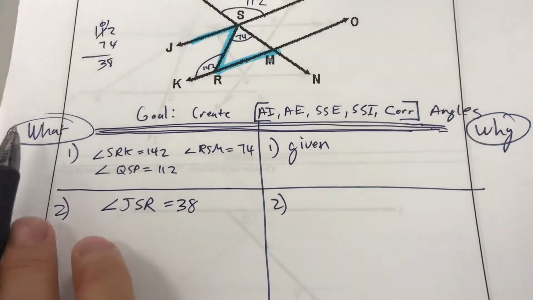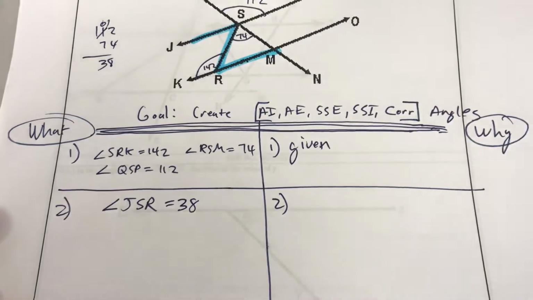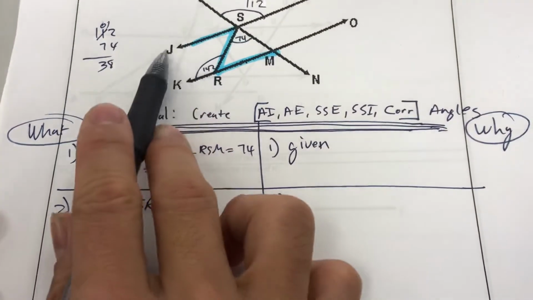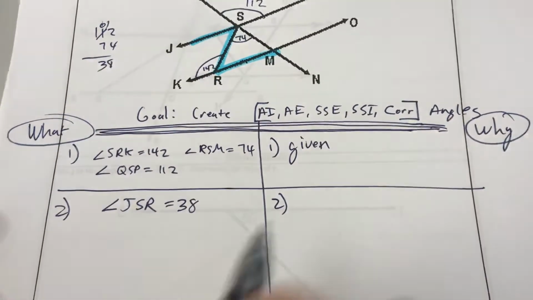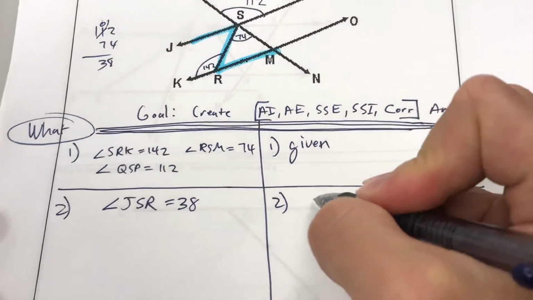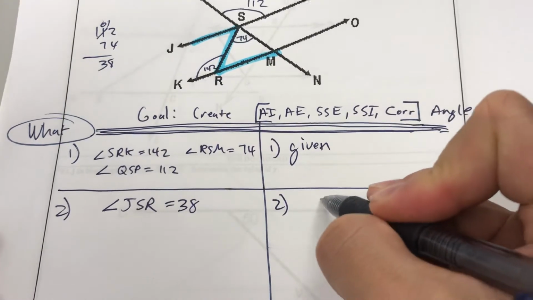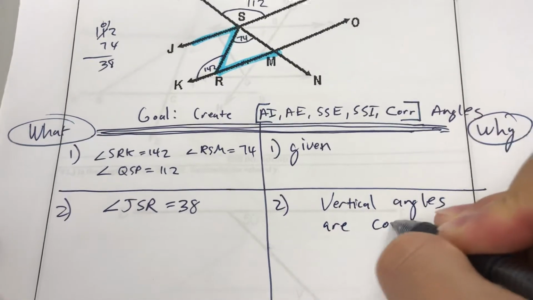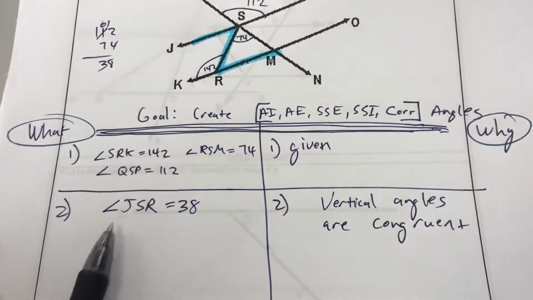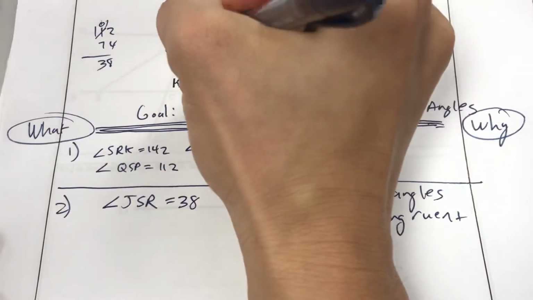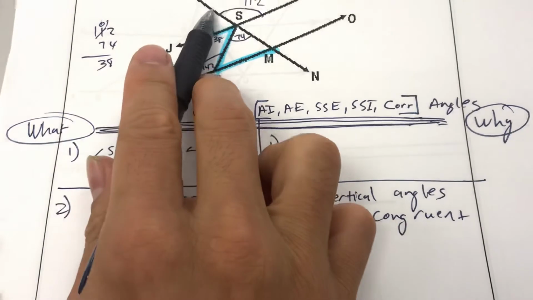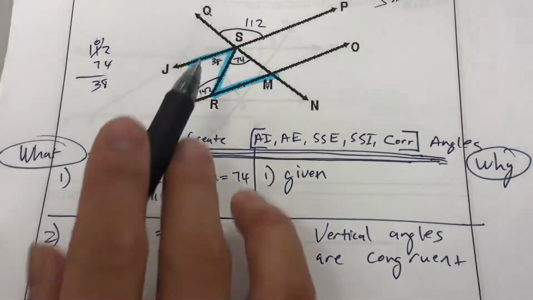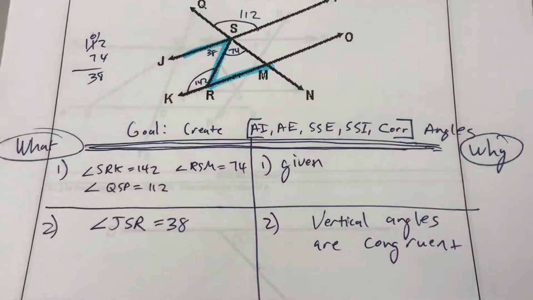Why is it? That's what I know. Why was I able to do it? Well, because QSP is congruent to JSN. So that's the reason why I know. And so you could say vertical angles are congruent. And that's the main idea. We know this to be true, 38, because we know vertical angles are congruent. So if QSP is 112, then we know that JSN is also 112 because this plus this is gonna give me 112. Okay, so far so good.